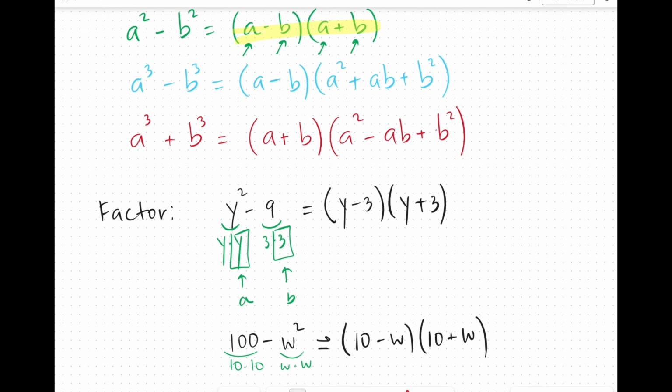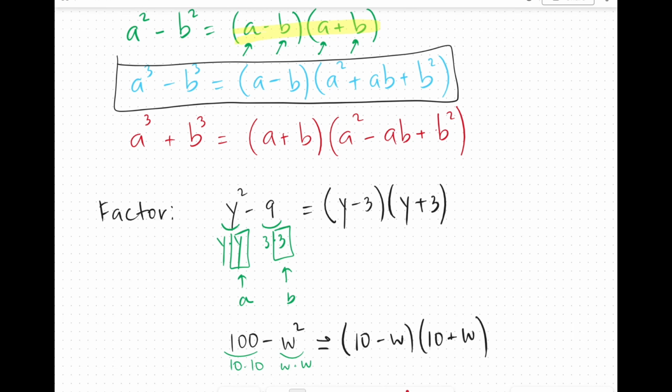Notice that while it's tempting to write w minus 10 and w plus 10, because 100 came first in the question, the 10 has to come first in the factored form. The next two questions will be using this blue formula. So I'm going to repeat the formula on the screen so I can reference it, and then we'll go through the example.